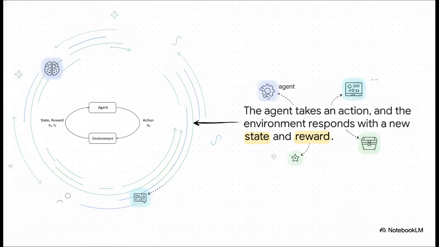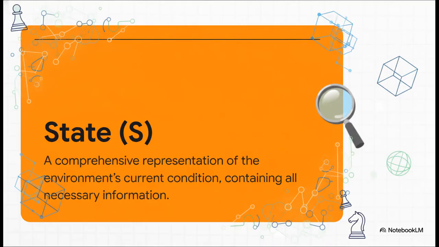The agent does something, it takes an action, the environment changes because of that action, and then the agent gets feedback, a new state, and a reward. And it just keeps doing this, over and over, learning from the outcomes. To really get it, though, we need to break down those key pieces: state, action, and reward. First up is the state. You can think of this as a complete snapshot of the agent's world at one exact moment. So, for a chess-playing AI, the state would be the exact position of every single piece on the board. It's all the info the agent has to work with.